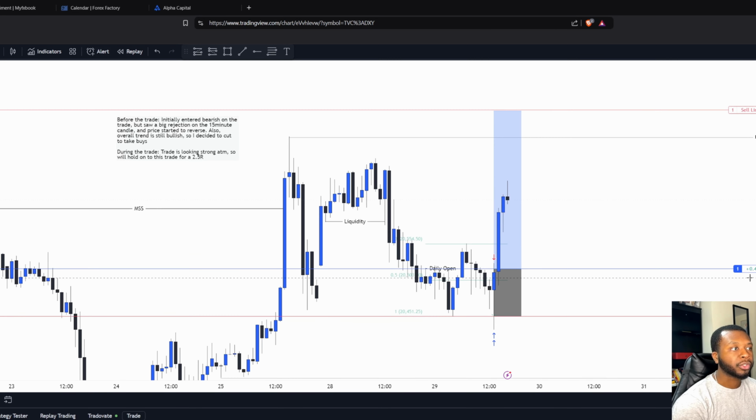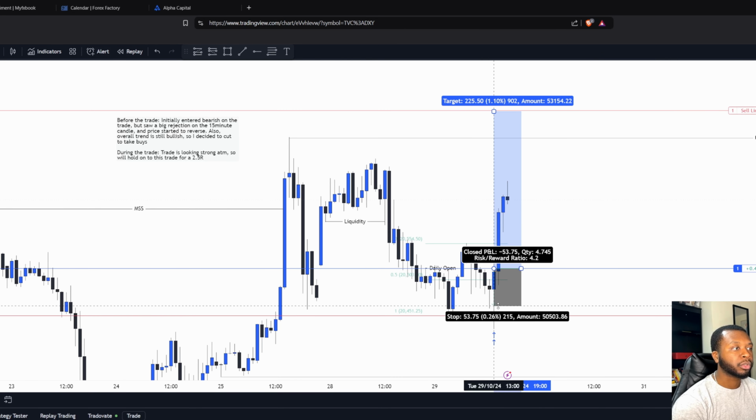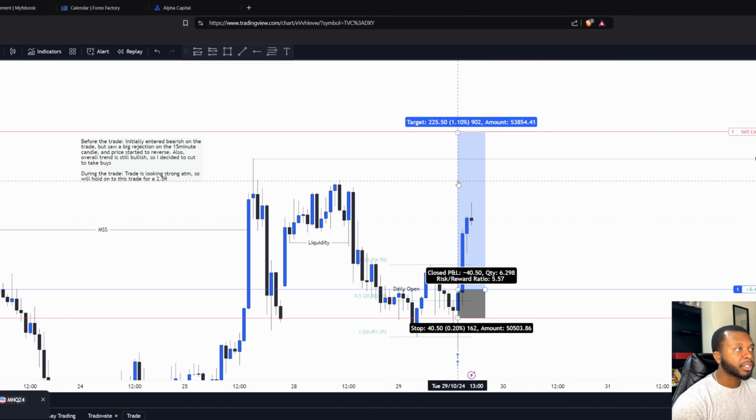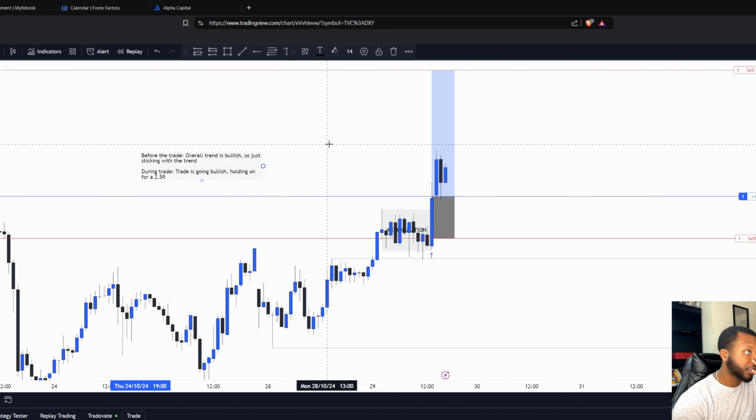So what I want to do now is actually move my stops a bit more, move it to about 40. And the reason why I like to move my stops with the trade is because if the price does reverse, I won't lose as much. So it's a good way to keep your risk intact. So you can see my notes that I put down for my trades. Before the trade, the overall trend is bullish, so just sticking with the trend. And during the trade is going bullish, holding on for 2.5R.